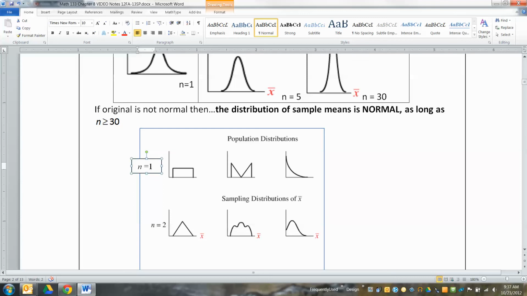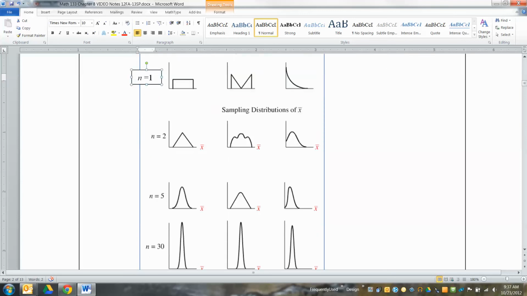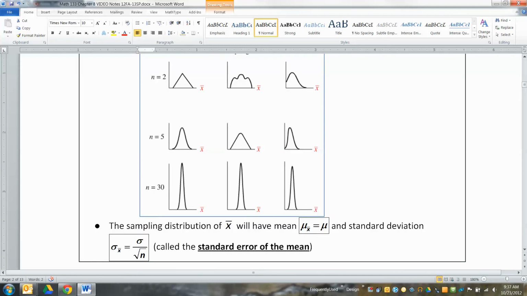All right, so if n equals 1 are these ones, then how does it look when n is 2? When n is 5? See? So when n is 2, this one turns into a triangle. You learned that in grad school, if you go, right? And it's kind of forming some other stuff. And then, hey, look, by the time you reach n equals 30, they're mostly forming normal curves.